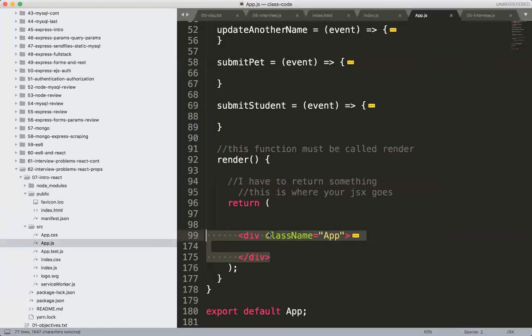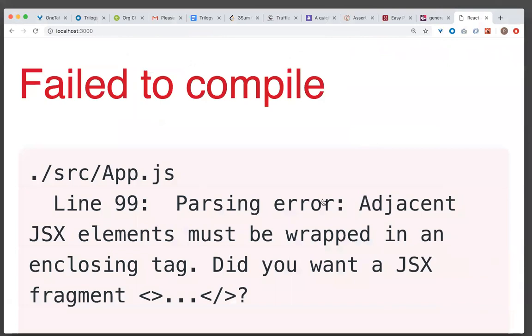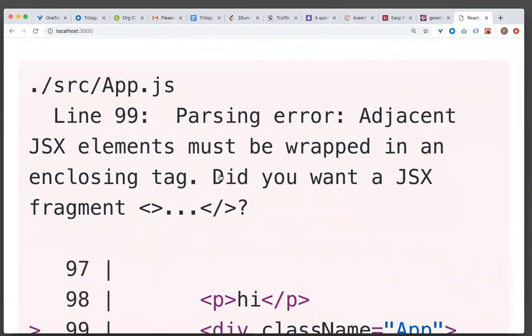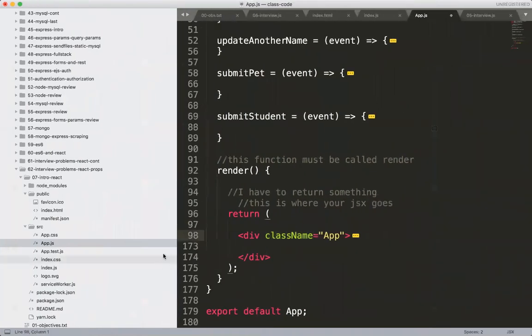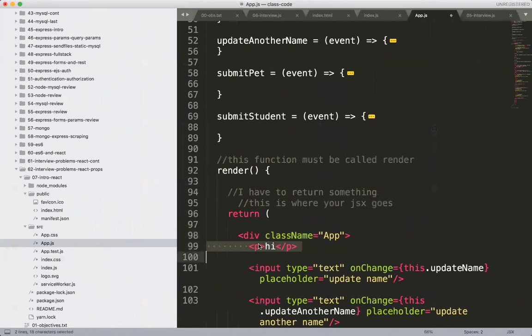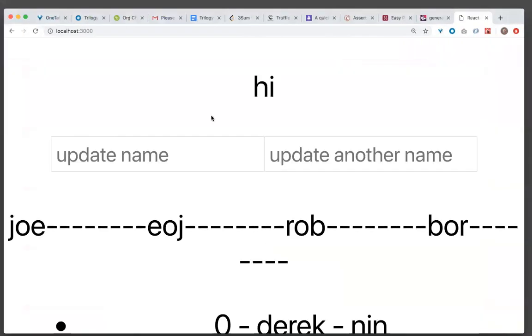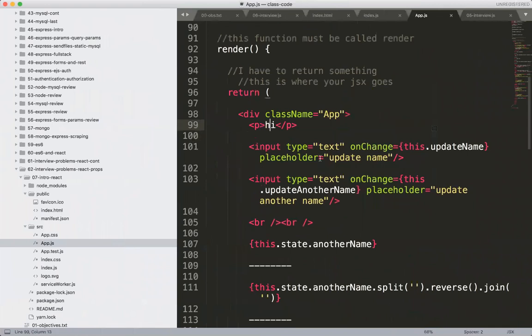With JSX, all of your HTML needs to go inside of an enclosing tag. So you just can't have a rogue paragraph tag right here. If you did, it'll throw an error: Failed to compile. Adjacent JSX elements must be wrapped in an enclosing tag. You have to put that inside of it, and then it'll be fine. All of your tags must go inside an enclosing tag.